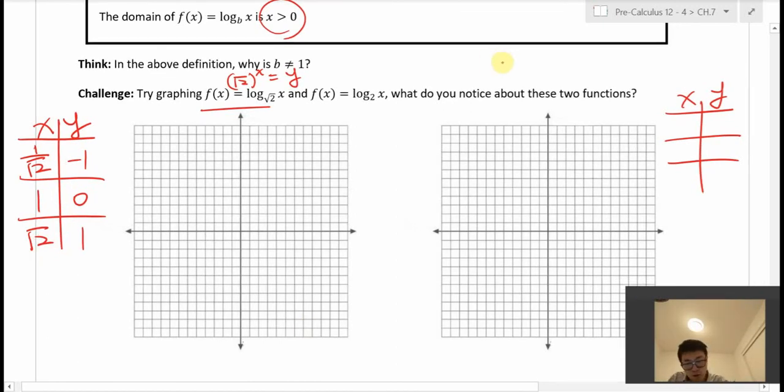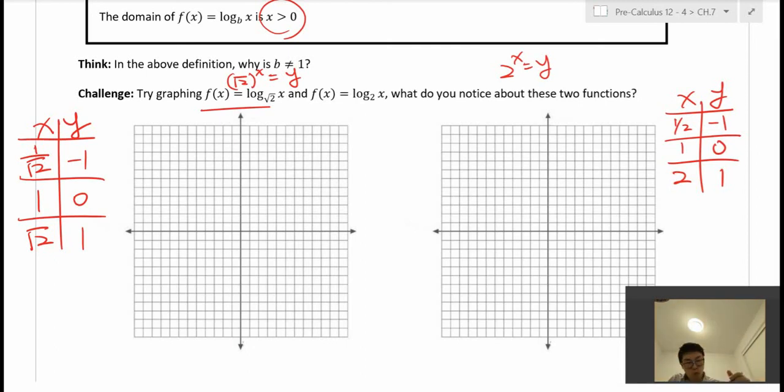Similarly, we can do it over here. This one, you need to think about 2 to the power of x is y. So again, think about the x values you're going to use, but put them under the y column. -1, 0, and 1. That's 1/2, that's 1, and that's 2. Okay, and now we can graph.